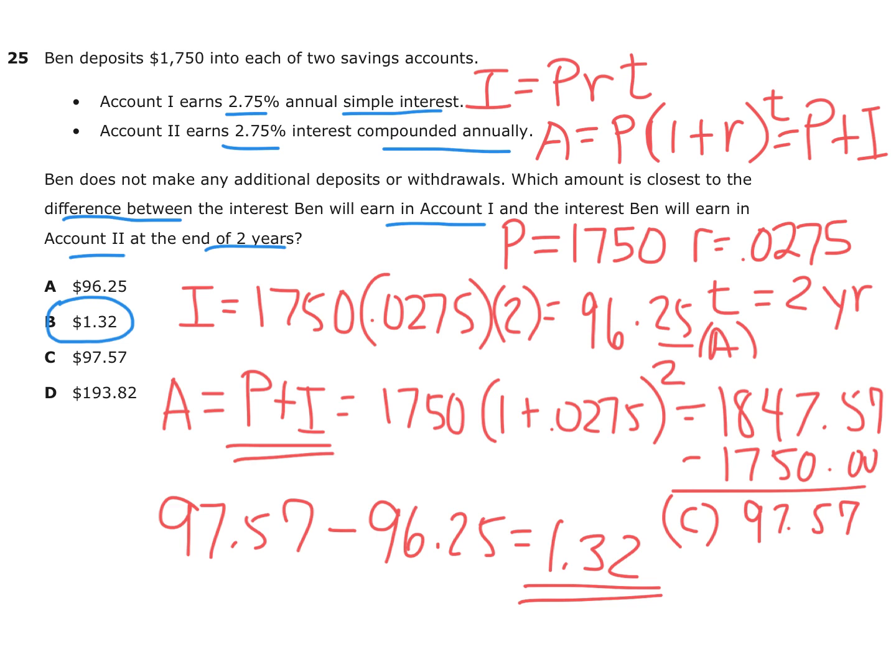Now, that is a lot of calculations. Go through this. I think a lot of students will probably say, well, it's not that much of a difference. The only thing is simple interest compounded annually, different calculations, but not a lot of difference for this amount. So $1.32 is the answer.